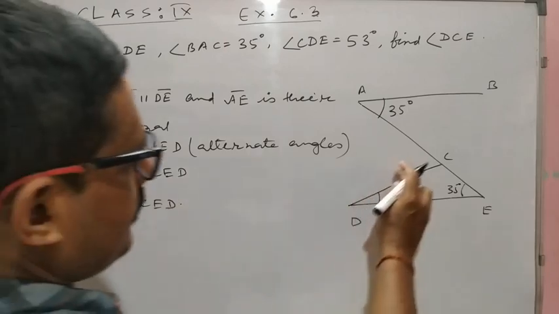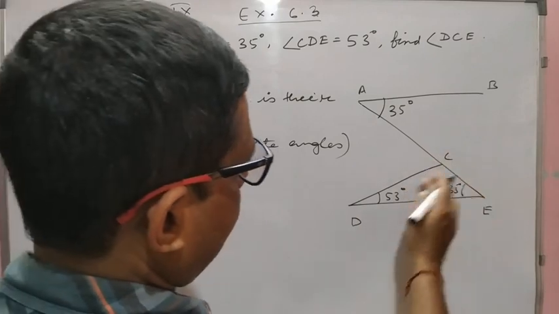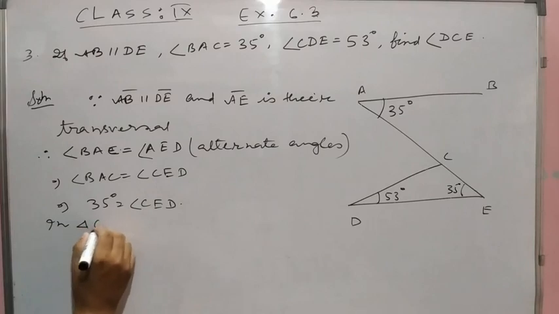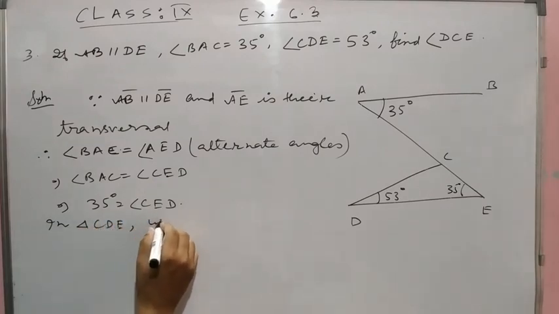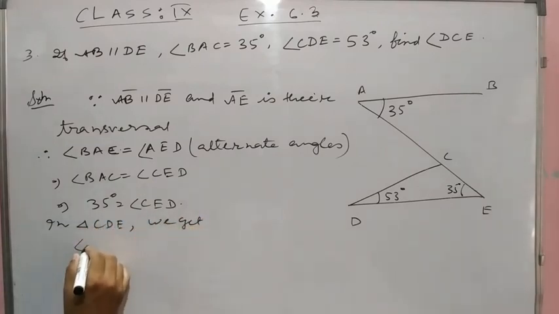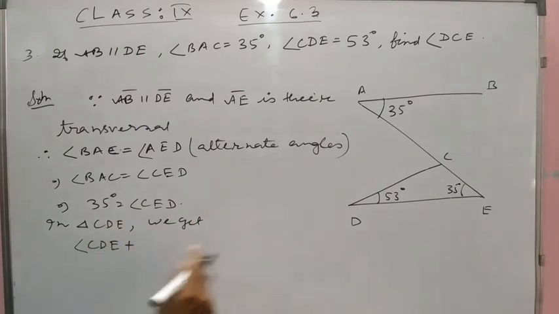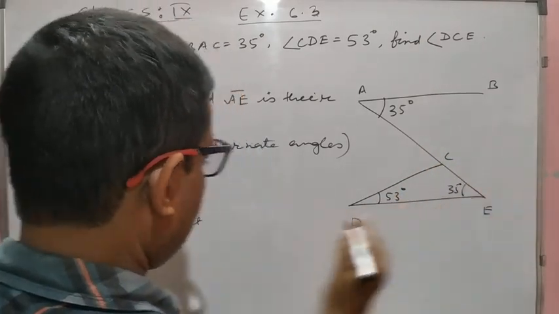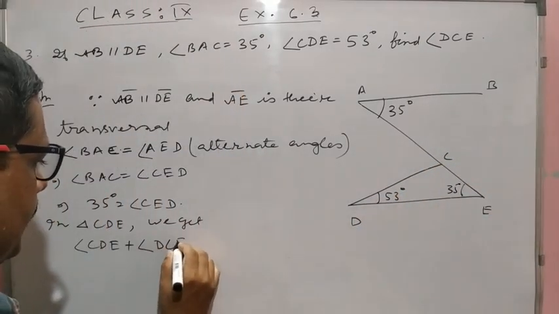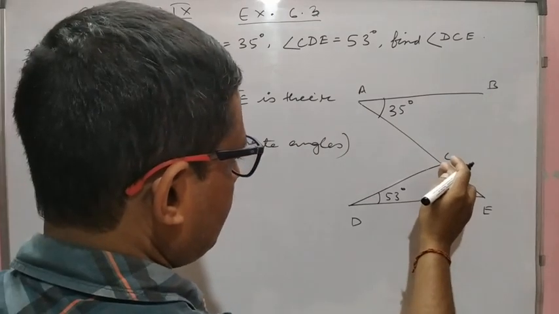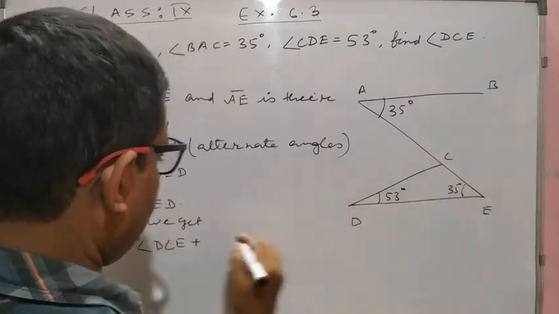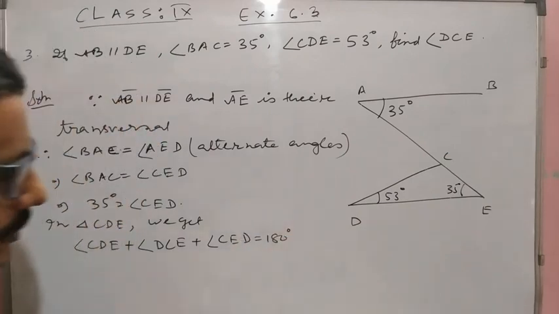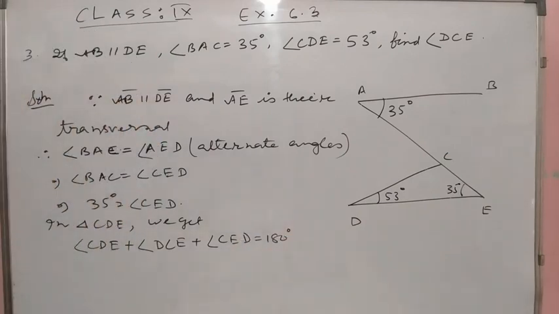Now let us apply the angle sum property in triangle CDE. In triangle CDE, we get angle CDE plus angle DCE plus angle DEC, or CED, equal to 180 degrees by the angle sum property.